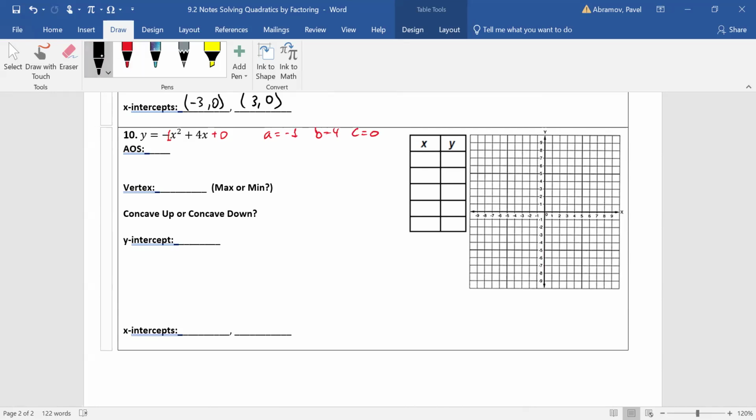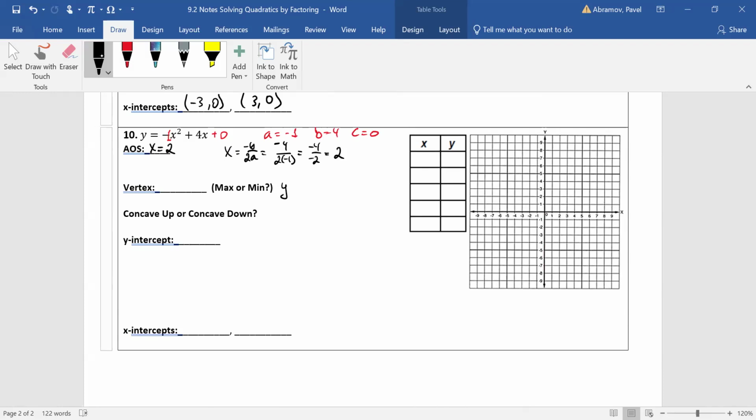Now our axis of symmetry is x equals negative b over 2a. So in this case, it's going to be negative 4 over 2 times negative 1. So it's negative 4 over negative 2, or 2. So axis of symmetry is x equals positive 2.